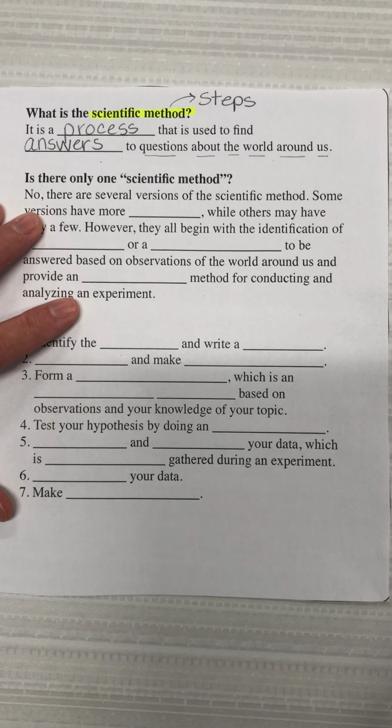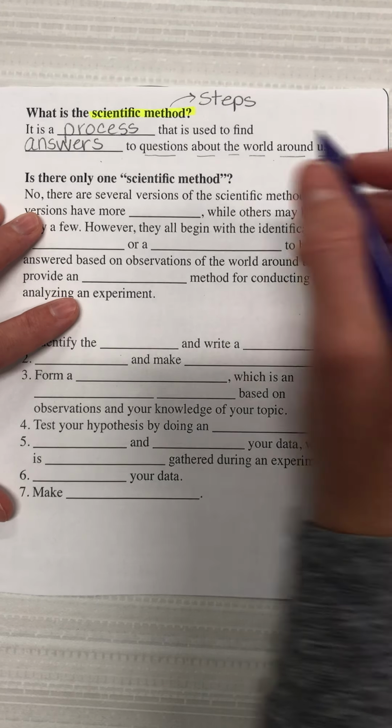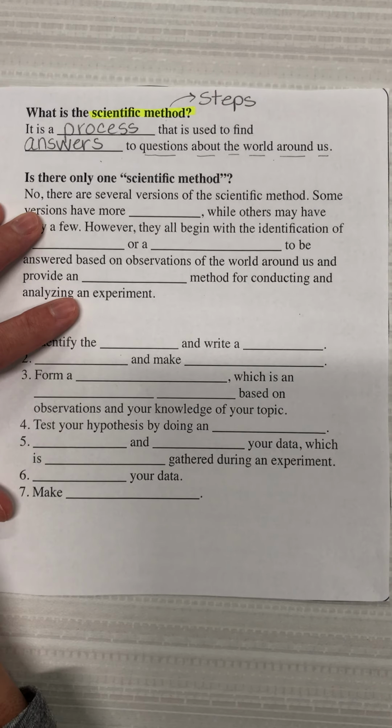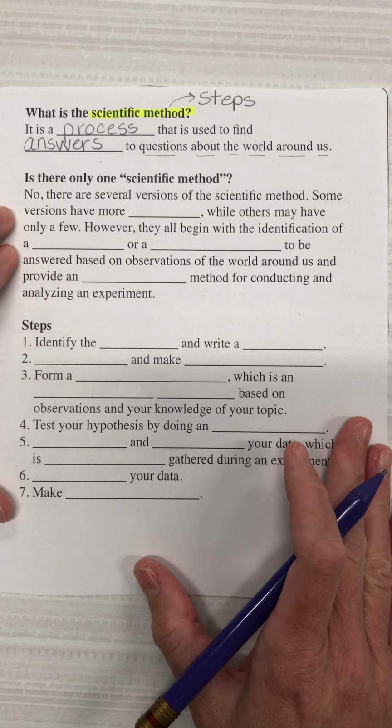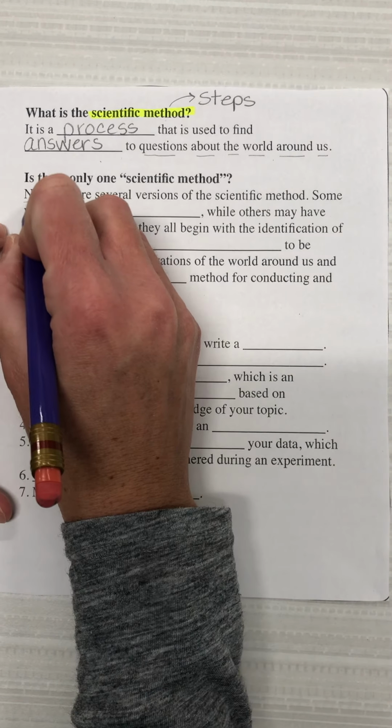And sometimes that means you have to go through an experiment. And if it's an experiment or a testable question, that means you have to test something, you would follow the method. Is there only one scientific method? Hopefully you remember what Mrs. Preston said, and the answer is no.